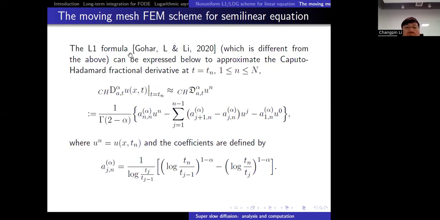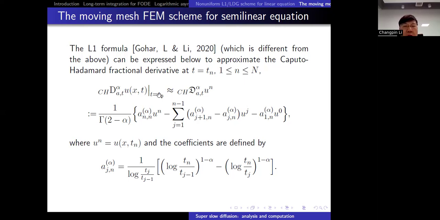This L1 formula is different from the above, okay. This lady comes from Pakistan, okay? This is my first female international PhD student, okay?